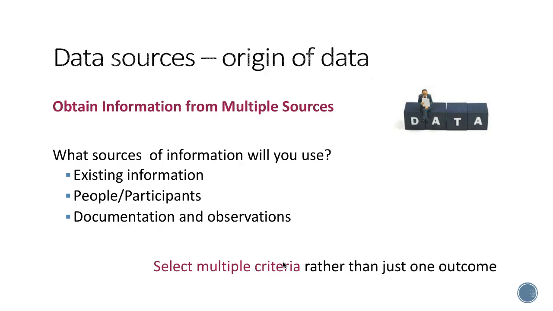And then identify the origin of your data, which are your data sources. It's always good to obtain information from more than one source. Oftentimes these come from existing information that's out there. People and participants, people that both work as staff as well as participants, who the target market is for the program. And then documentation and observations within the program. People in the program, maybe logged hours that you have participants sign in or turn in something.